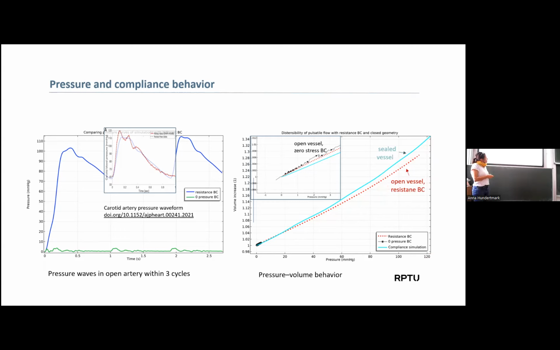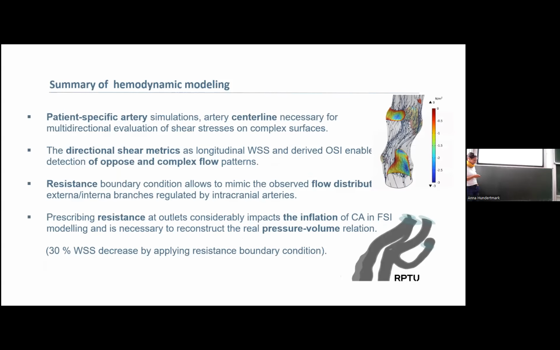And you see we have quite good agreement, and what we had is that we obtain high pressures and high volume increase. And you have here at the beginning the simulation with zero stress boundary condition, and the stress and the pressure is just oscillating in this very small neighborhood of zero. So therefore we were very happy about that. We could reconstruct this realistic behavior of the carotid artery.